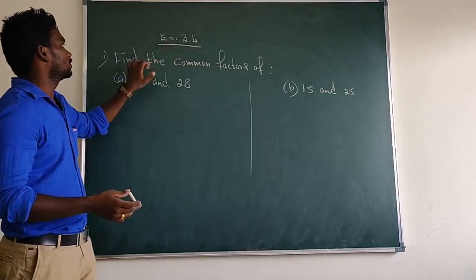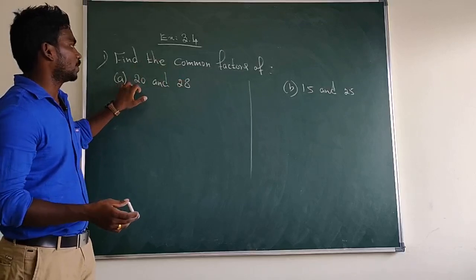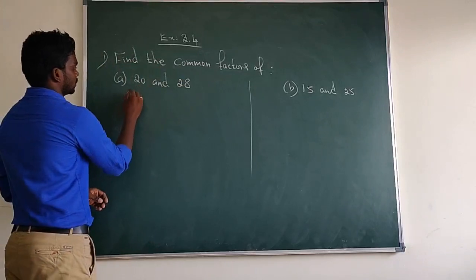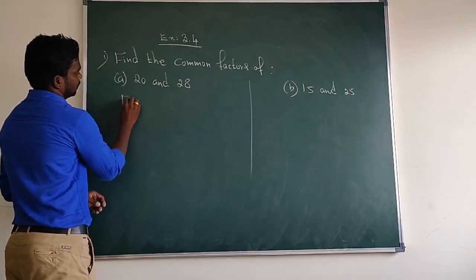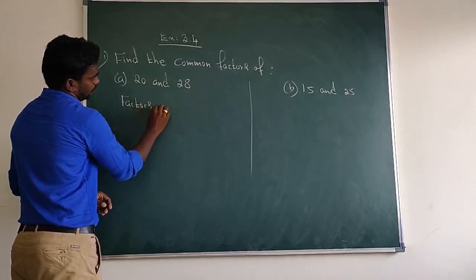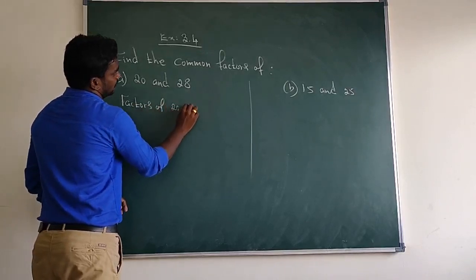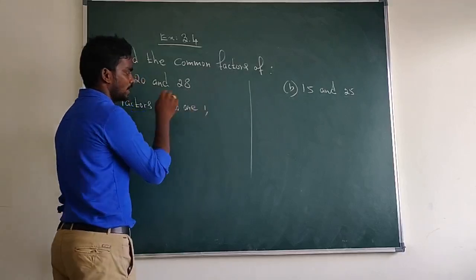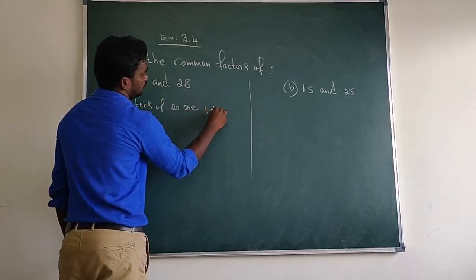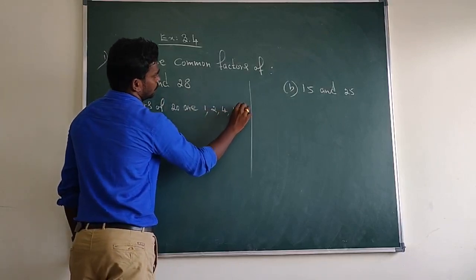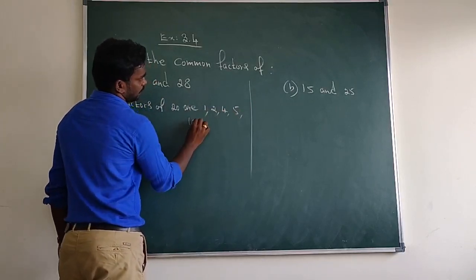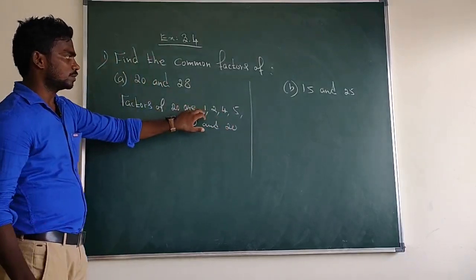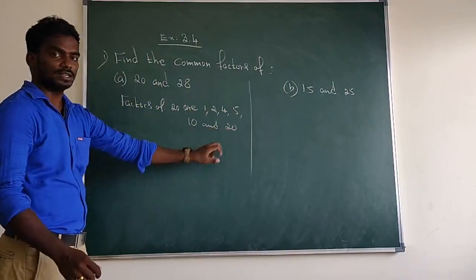Next, exercise 3.4. Find the common factors of 20 and 28. Solution: what are the factors of 20? The factors of 20 are 1 (1 is a factor of every number), 2, 4, 5, 10 and 20. So the factors of 20 are 1, 2, 4, 5, 10 and 20.